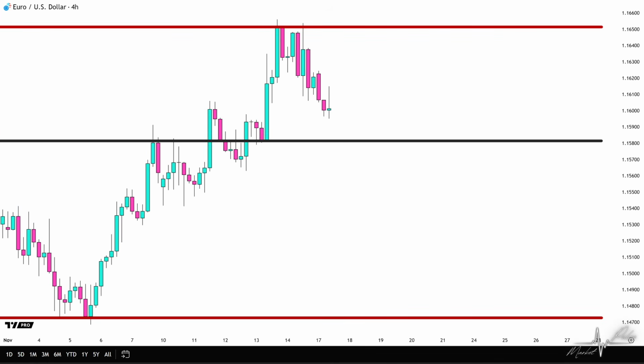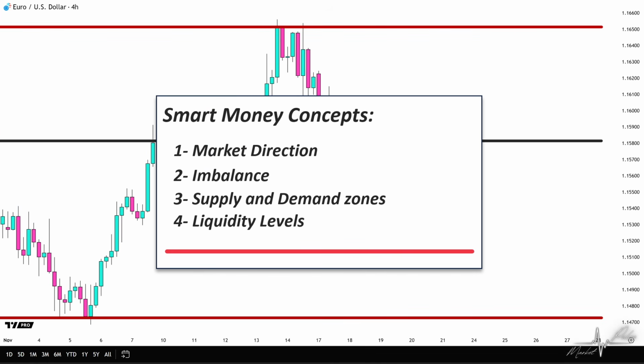This is where we begin applying the key smart money concepts: market direction, imbalance, supply and demand zones, and liquidity. Before we continue, let's quickly define each of these so you know exactly what to look for and why they matter. Number 1. Market direction.